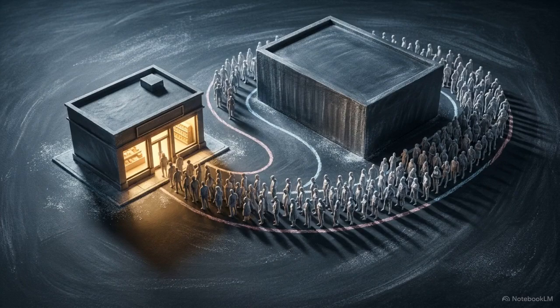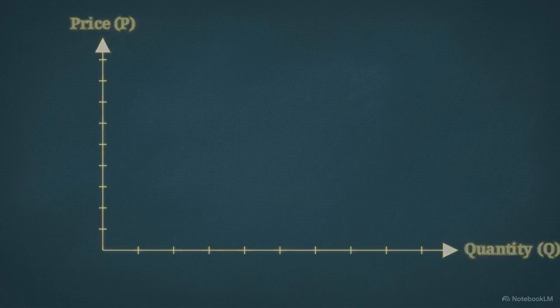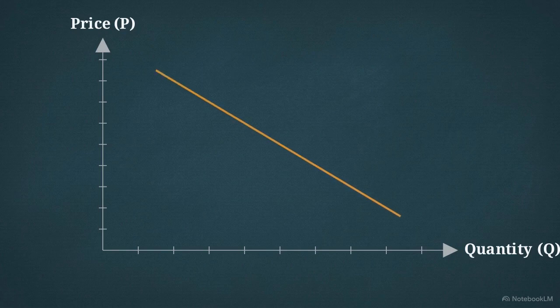Because they are the sole supplier, the monopolist faces the entire downward-sloping demand curve of the consumer base. This isolation changes the firm's geometry entirely. They no longer take the price given to them, they make it. This graph charts that power. This downward-sloping demand curve represents the exact maximum price consumers are willing to pay for every additional unit of output.